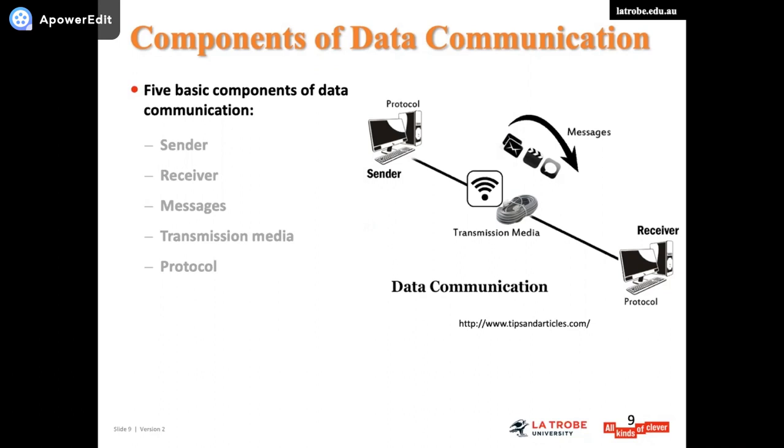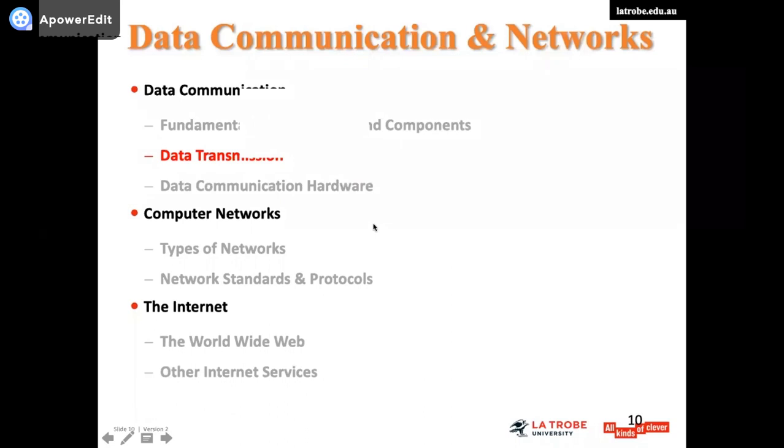Transmission media is the way we transmit this message. It could be through cables, and we have different cables, or through wireless methods, such as Wi-Fi or Bluetooth. And protocols are kind of like the rules we set to transmit our information. I will go into the details about protocols later. Then let's talk about data transmission.